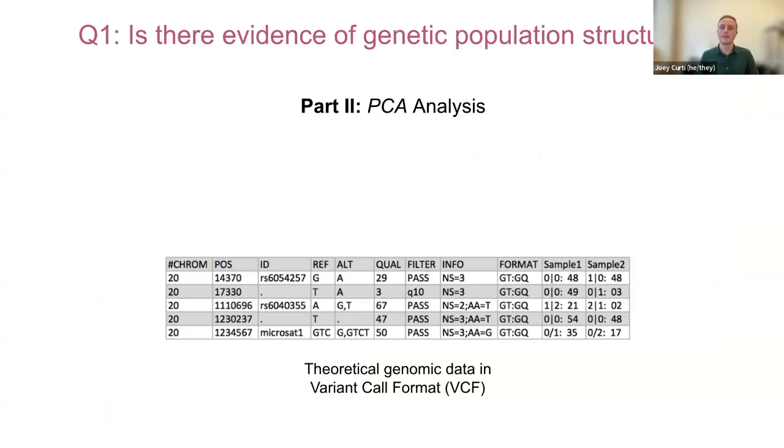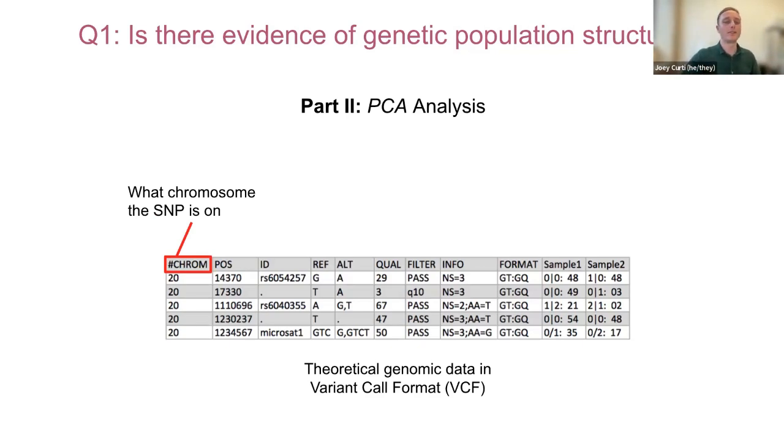Principal component analysis is a way to visualize, again, population genetic structure. Before we get into the analysis, I want to take a step back and just think about our data. For example, we send out our blood to a sequencing facility. They send us back genetic variation data. What does that look like? So it comes in what's called variant call format, or VCF format. And what that looks like is this data table that visualizes some theoretical data.